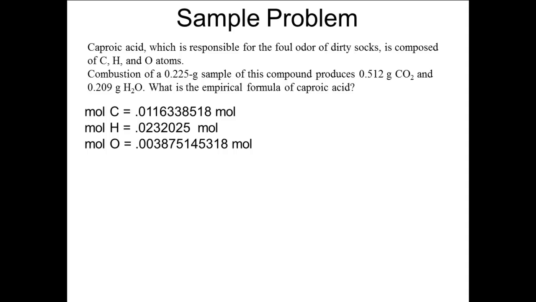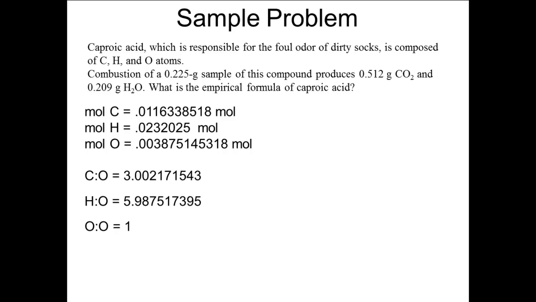Now we have the moles of carbon, hydrogen, and oxygen. Divide by the smallest number, which is oxygen, to get the mole ratios. For oxygen, it is 1. For carbon, it is 3.00. And for hydrogen, it is 5.99. These are close enough to whole numbers to round off to 3 carbon, 6 hydrogen, and 1 oxygen. So the empirical formula is C3H6O.